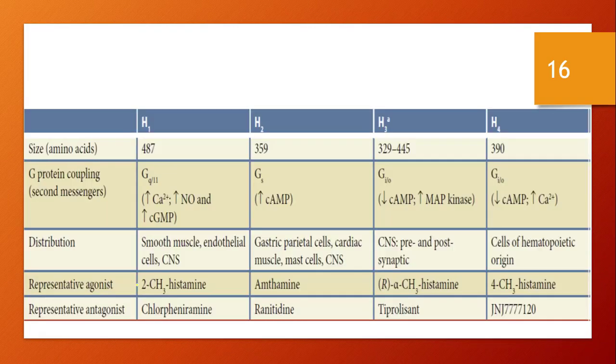Okay, so next you can see the chart. It is a comparative chart of all the four receptors. The representative agonist and the representative antagonist are given. Why is it said to be the representative agonist and antagonist? Because there are many drugs. Okay, not all the drugs are mentioned over here.